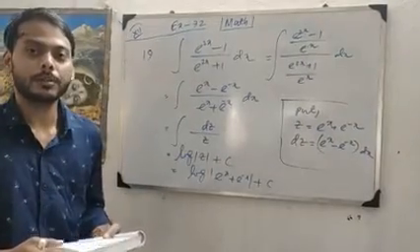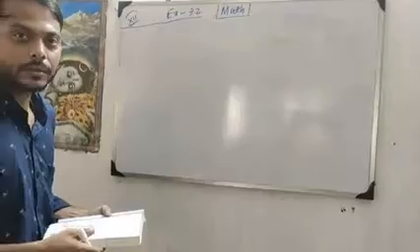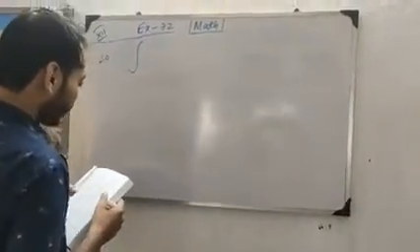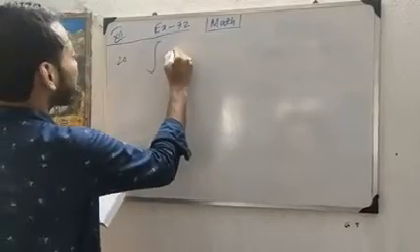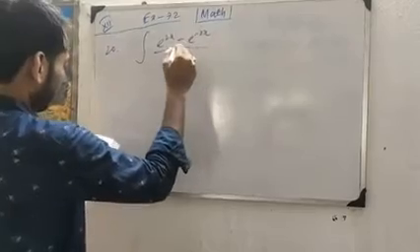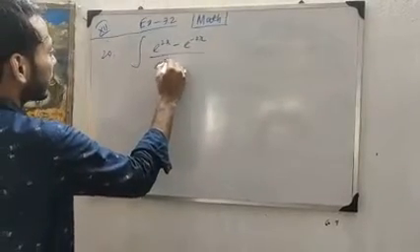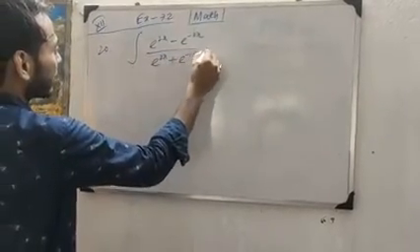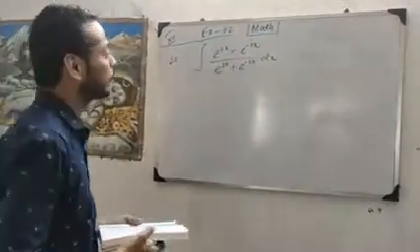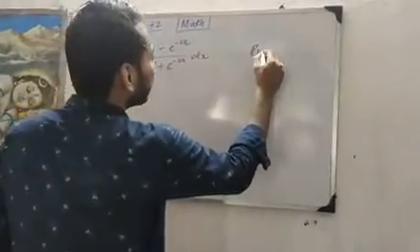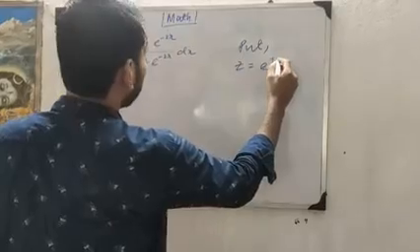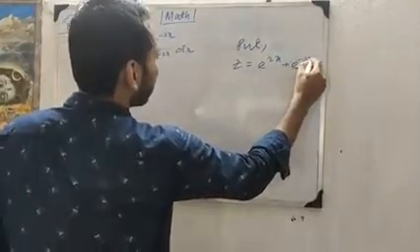Now coming to question number 20. Here it is given integration of e to the power 2x minus e to the power minus 2x by e to the power 2x plus e to the power minus 2x dx. Like the previous problem, here again we put the denominator equal to z. So z equals e to the power 2x plus e to the power minus 2x.